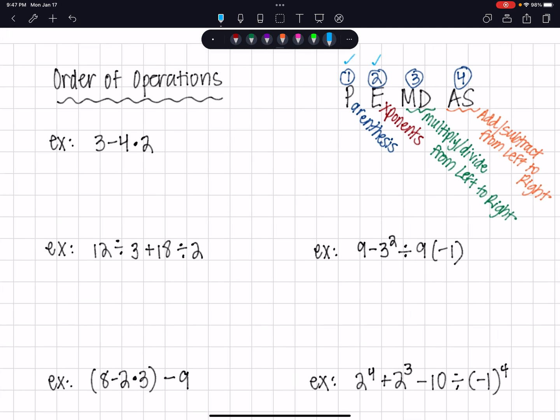Step 3 says look for multiplication, division from left to right. When I read this example, it says 3 minus 4, there's no multiplication or division in there, times 2. And there's where my multiplication is. So I have to do this 4 times 2 first. So I'm going to have 3 minus 4 times 2 is 8. Now I can go to step 4 and say add or subtract from left to right. 3 minus 8, and 3 minus 8 is negative 5.